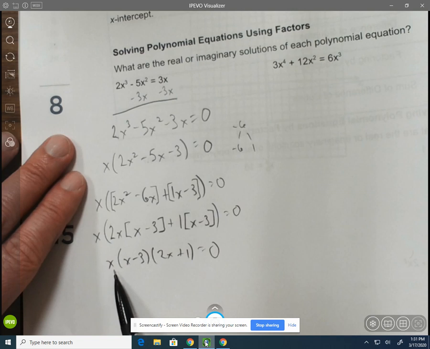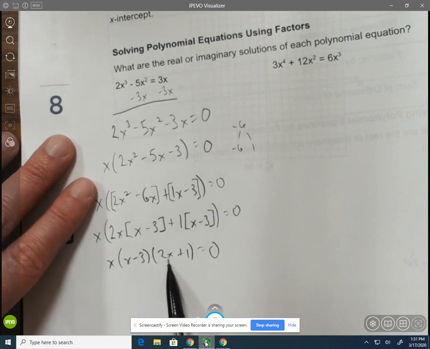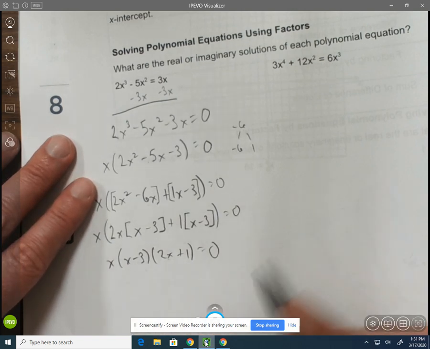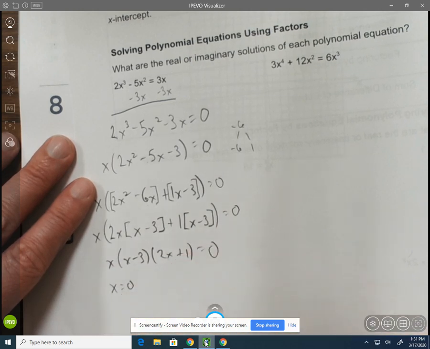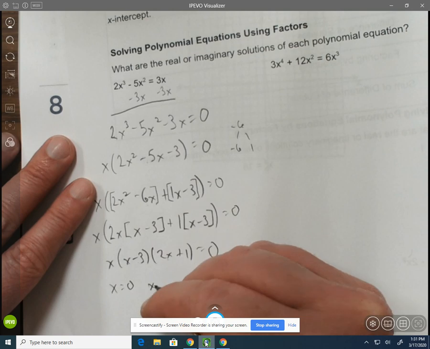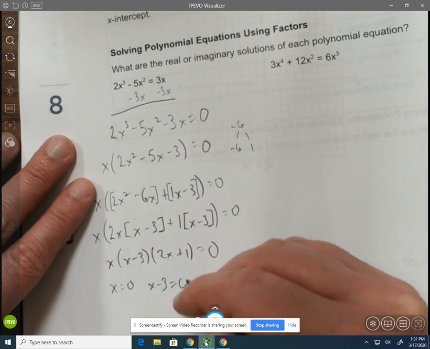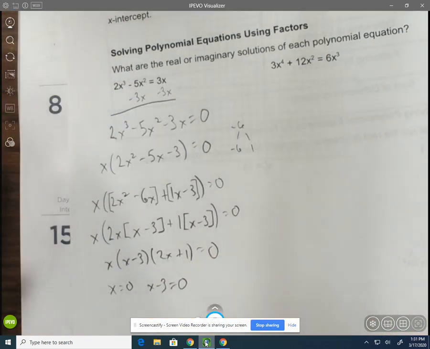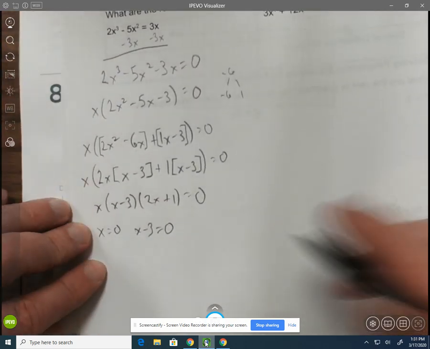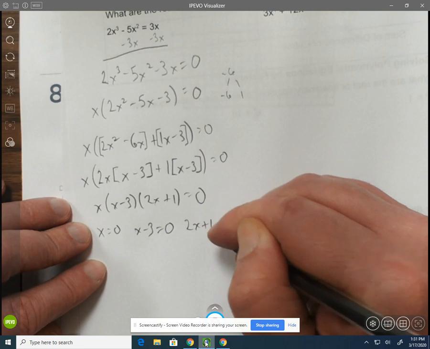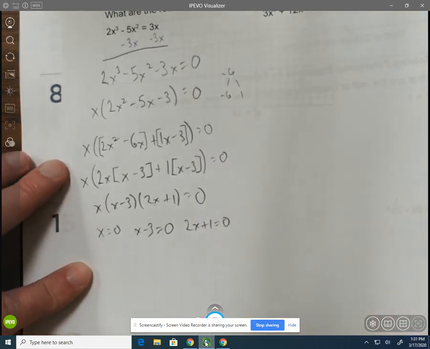I'm going to use the zero product property. I'm multiplying a bunch of things and getting 0, so that means one of those things has to be 0. So either x is 0, x minus 3 is 0, or 2x plus 1 is 0.